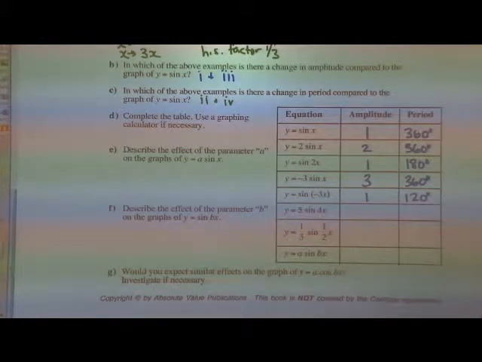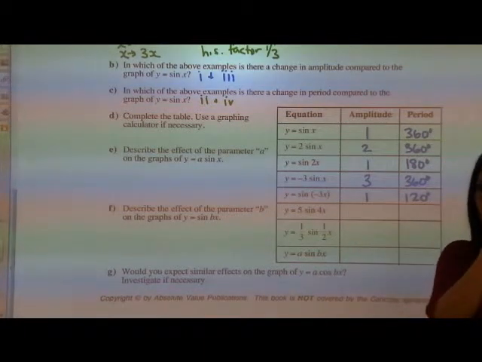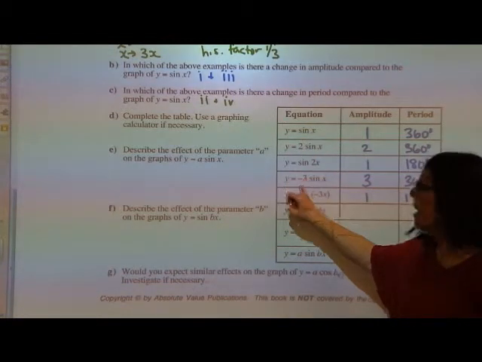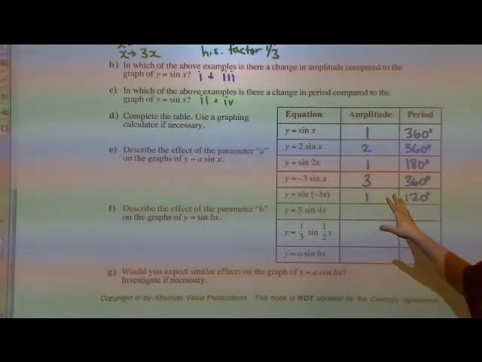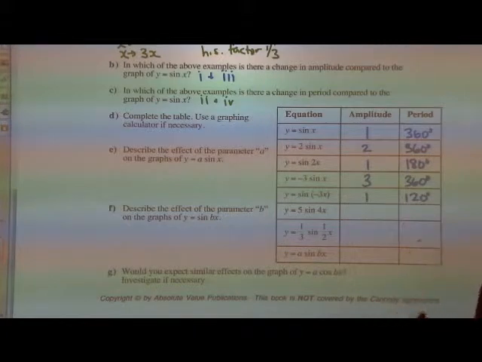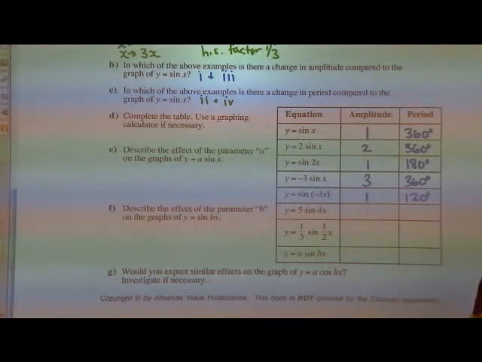Are we starting to see a pattern? What is the amplitude? Where can I find the amplitude in the equation? In front of sine. Is that a value? Okay. What about when I have a negative 3? Does that affect the amplitude? No, because it just reflects the graph. Amplitude is an absolute value number. It's always going to be positive because it's measuring distance from the center of the graph to the maximum, or it's half of the minimum to the maximum. So it's always a positive distance.